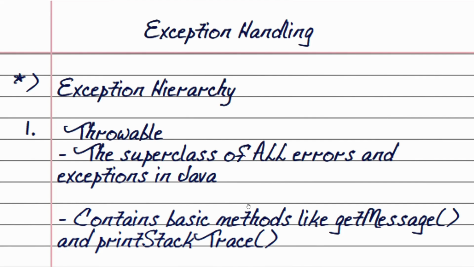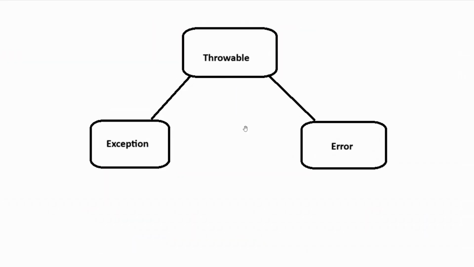In today's video, we are going to learn about the exception hierarchy. So let's start. First we will see a tree-like structure. This is the structure. Throwable is a parent class, and Exception and Error are its child classes.